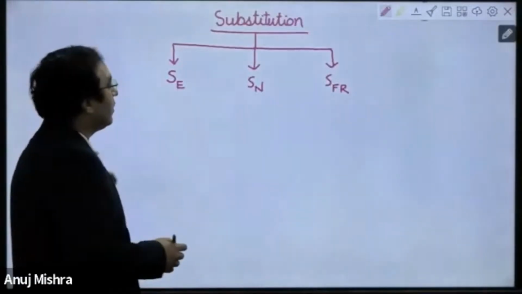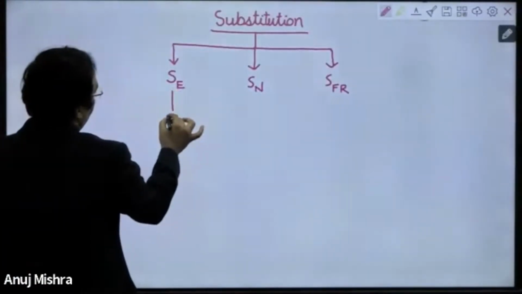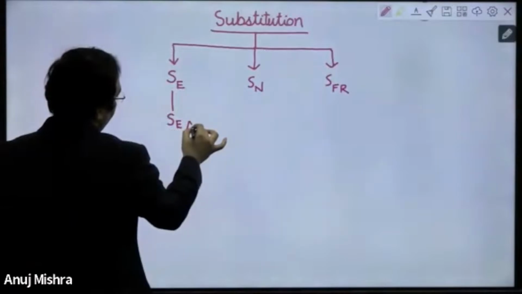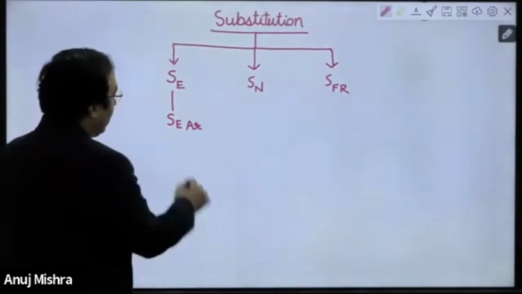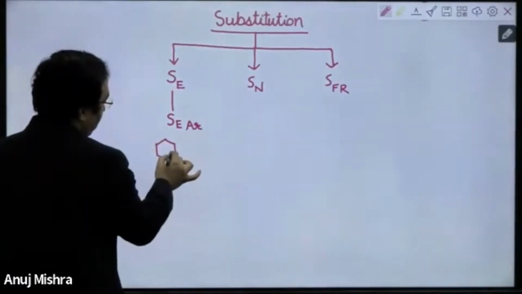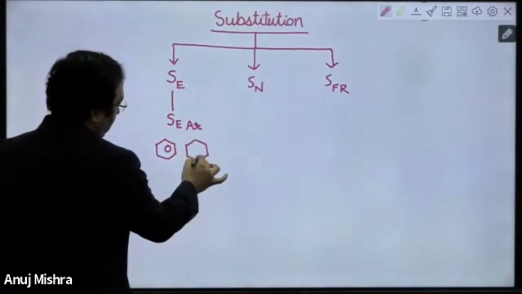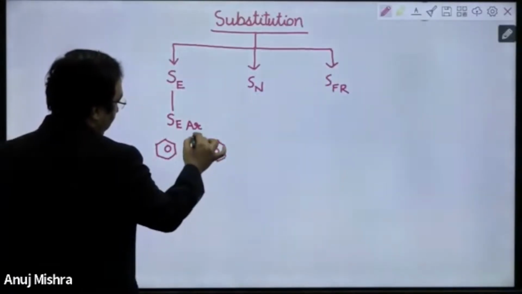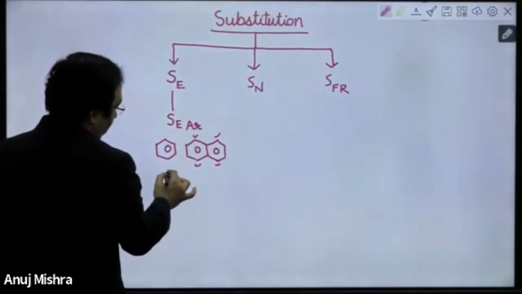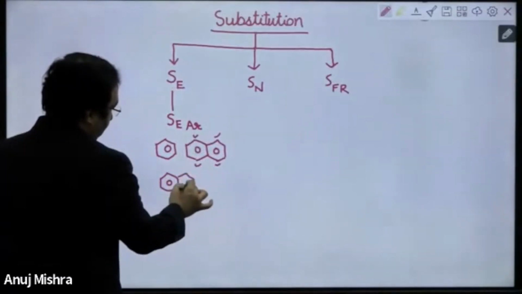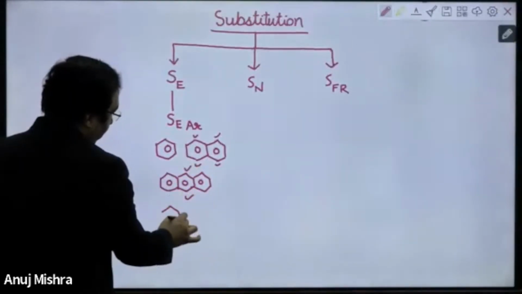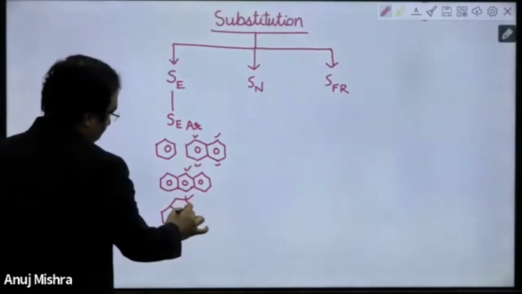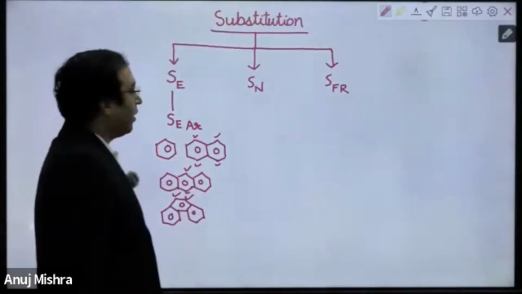Electrophile, nucleophile, free radical. Under electrophile, we have done something called SEAR, which was for aromatic compounds. If you recall, in short, reactions on benzene, reactions on naphthalene. Can you recall these positions? Then reactions on anthracene, these positions. Reactions on phenanthracene, these positions, right?